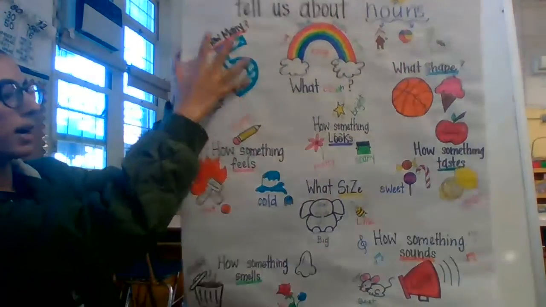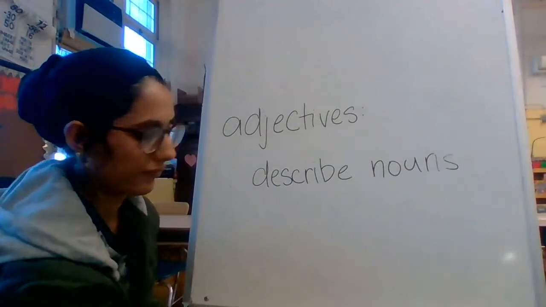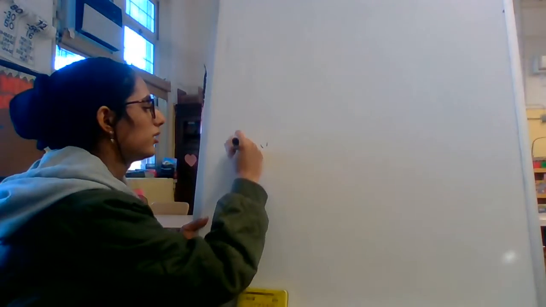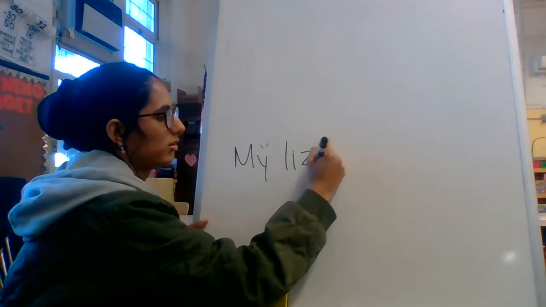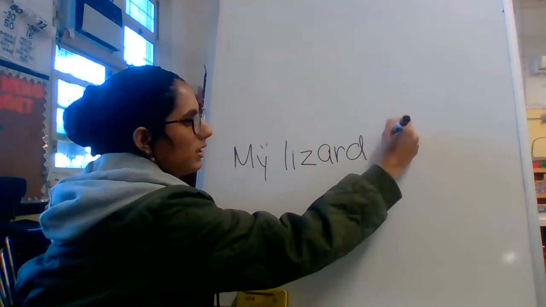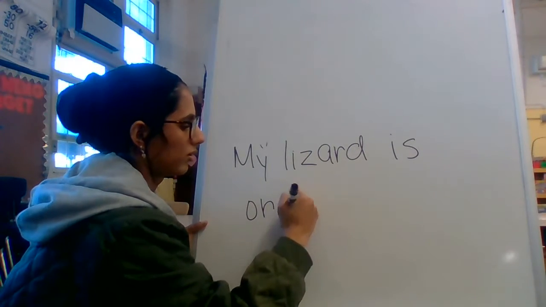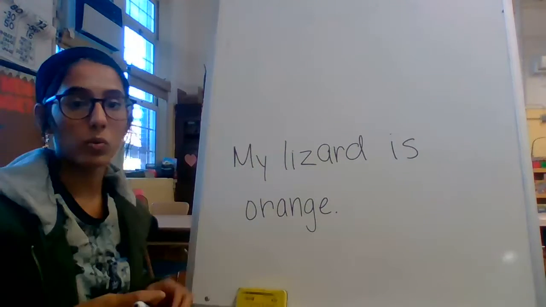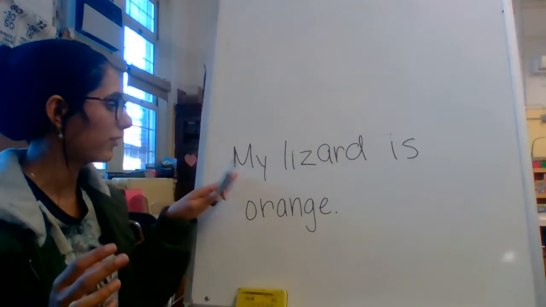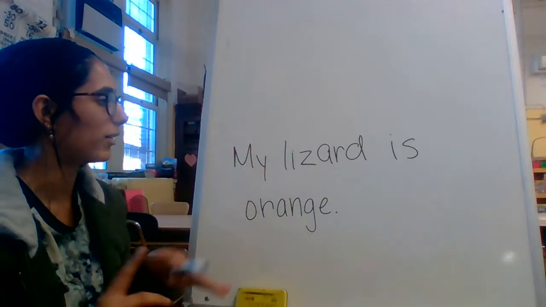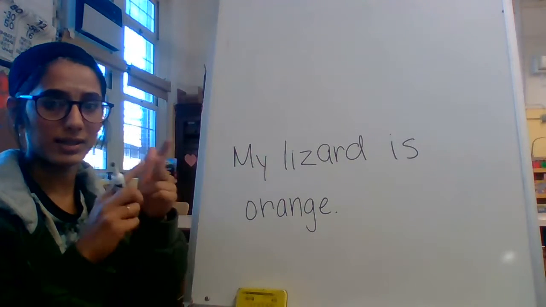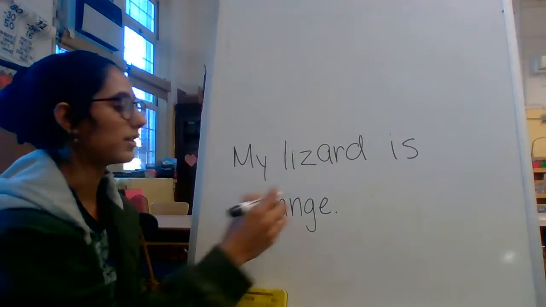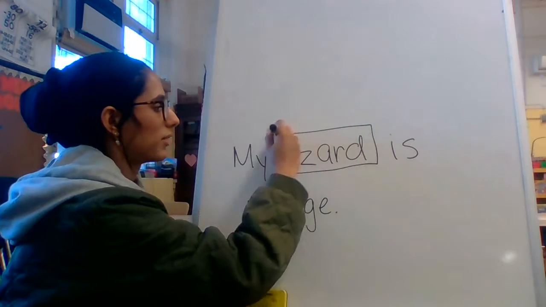And that's basically it. So if I say my lizard is orange, right? Let's write that down. My lizard is orange, right? So remember, adjectives are words that describe a noun. So let's start by finding the noun first. So what's my noun in this? Person, place, thing, or animal. My lizard is orange. So what's my noun? Lizard, right? So lizard is my noun.